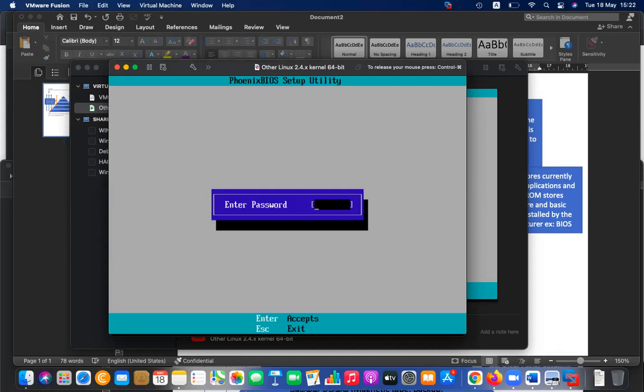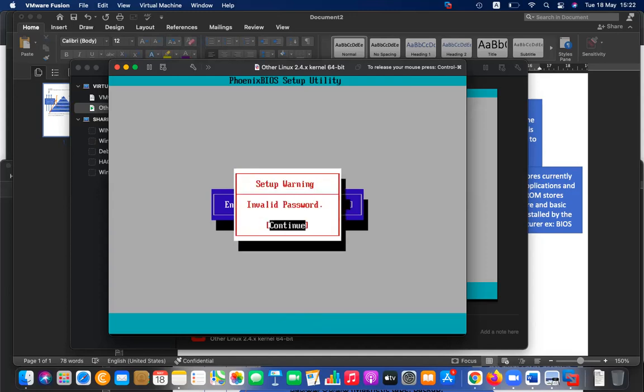There's a setup key. Once you press this setup key, you can access it. Okay, then delete password.